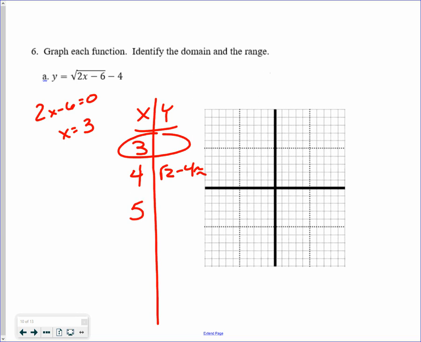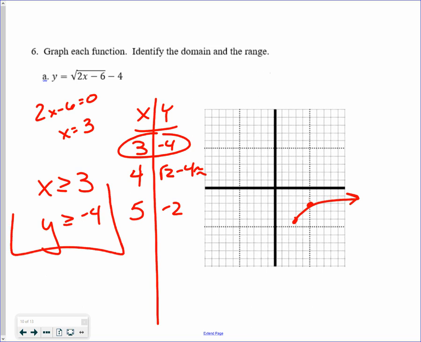So 2 times 5 is 10. 10 minus 6 is 4. Square root of 4 is 2, minus 4, negative 2. So that'll at least give me a picture as to what this is going to look like. So 3, negative 4. 5, negative 2, and so you're talking about a square root function. And so now the x values are greater than or equal to 3, and the y values are greater than or equal to negative 4. That is your domain and your range.